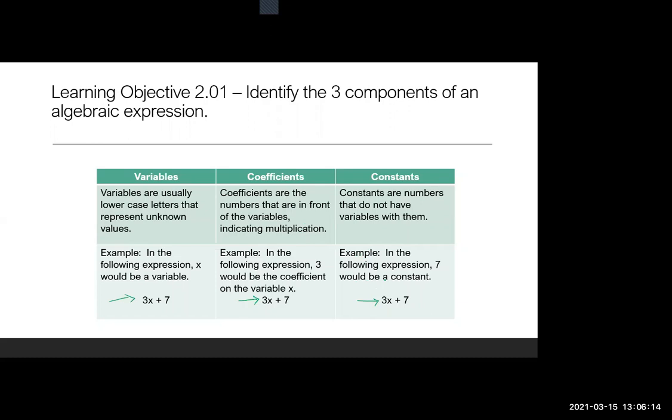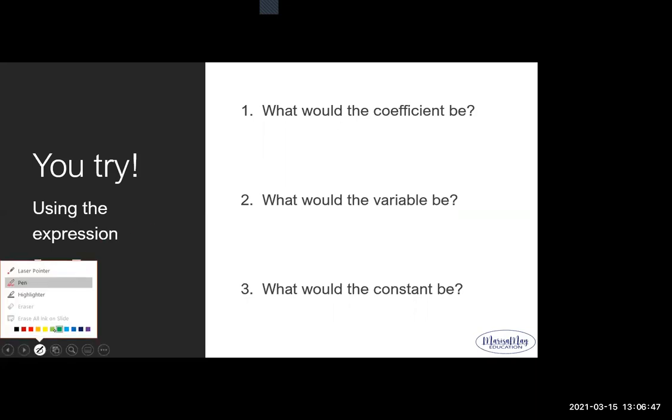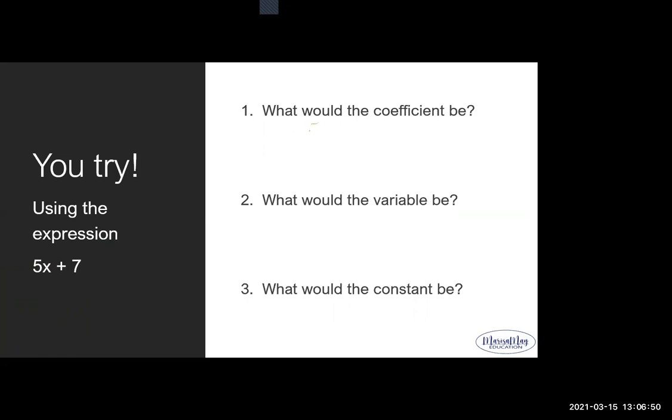This is just vocabulary, right? Much like those number systems we did at the beginning, we're putting a label on the idea, we're putting a name to it. And so let's take a look at a way that you might be asked this, okay? Using the expression 5x plus 7. So we're looking at 5x plus 7. We want to know what the coefficient would be. Okay, the coefficient, remember, that's the numbers in front of the variable. So the coefficient here would be 5.